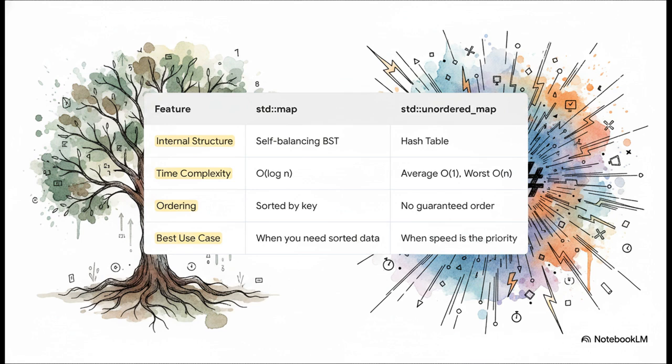Its performance is O(log n). On the other hand, std::unordered_map is the speed demon. It doesn't care about order, it just wants to be fast, giving you that amazing O(1) average performance. The choice is usually pretty simple. If you absolutely need your data to be sorted, use map. For just about everything else, when speed is what matters most, unordered_map is your friend.